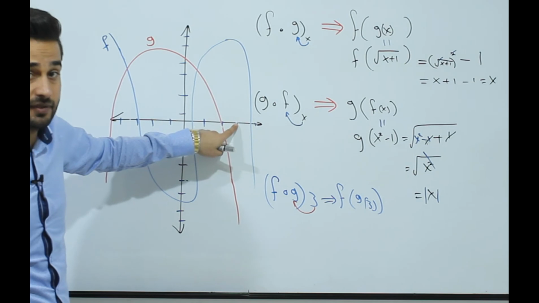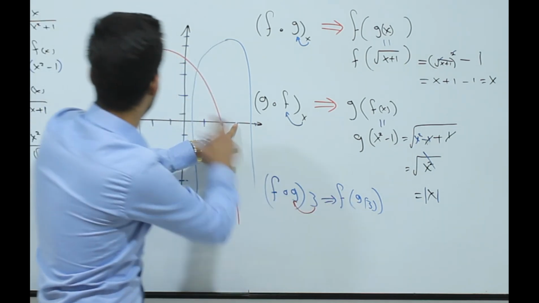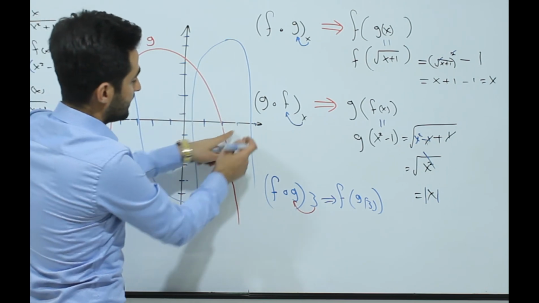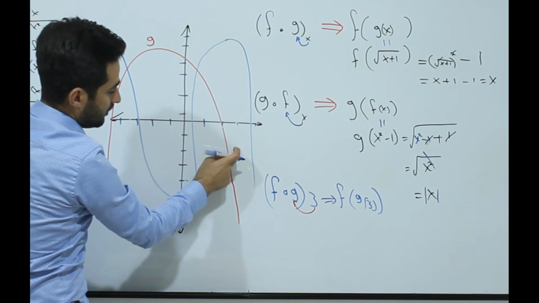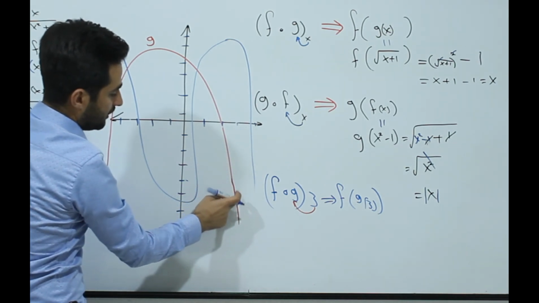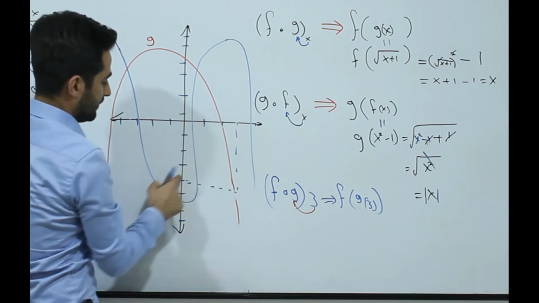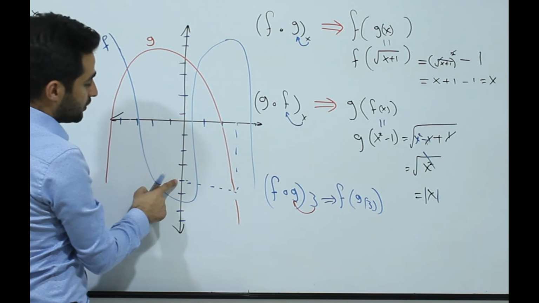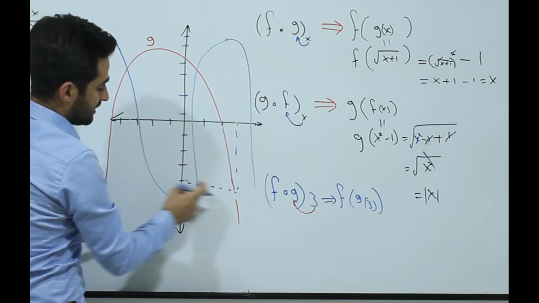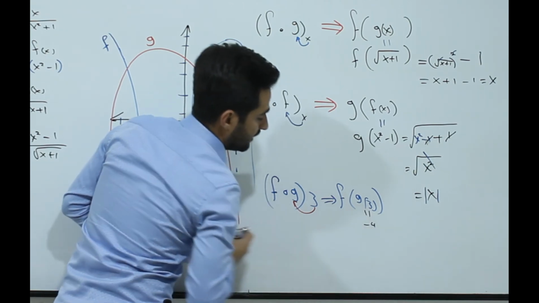And then what is the answer in g? G we mean by the red one. The red graph is opposite of 3. We have a graph here, let's say. It is about minus 1, 2, 3, 4. It's about minus 4. So the answer of g of 3 is minus 4.